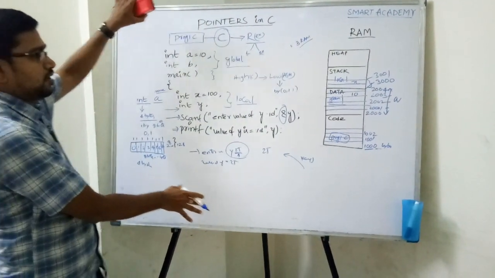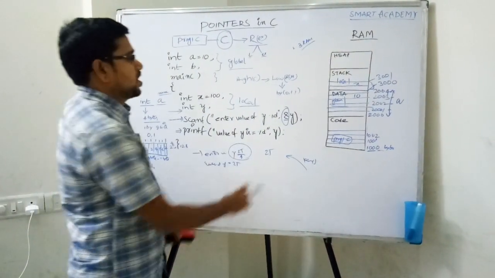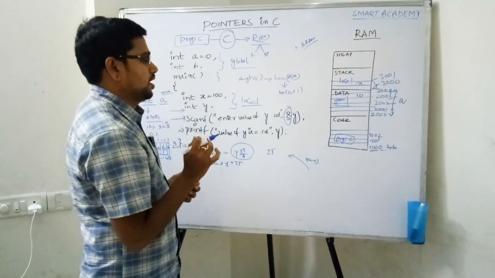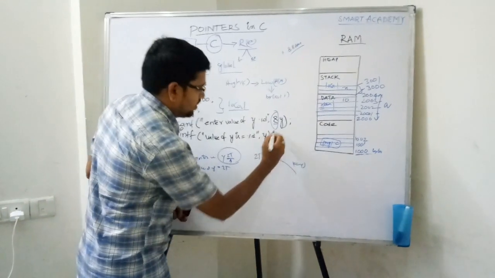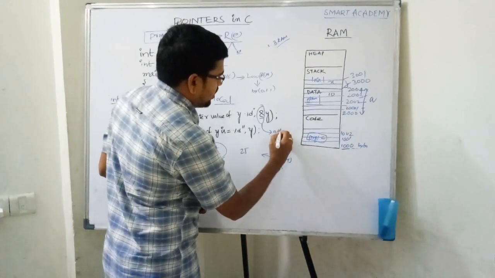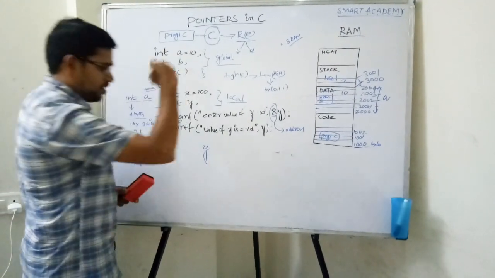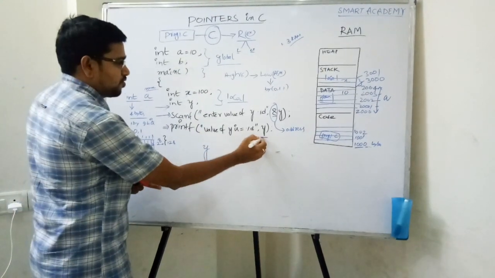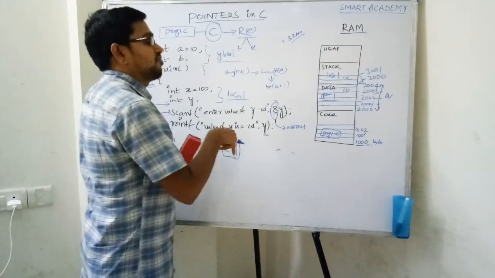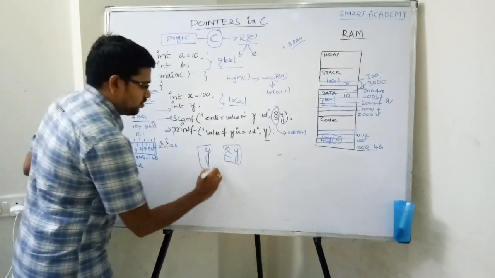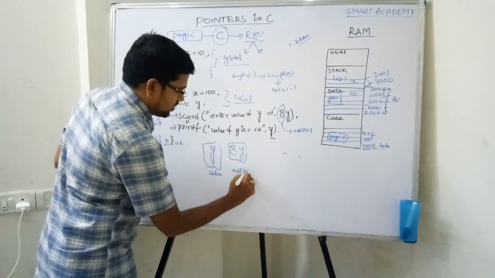So far I have explained how variables are stored. Now let's understand the ampersand symbol. What is the significance of the ampersand symbol? What is the meaning of it? The ampersand symbol has another name, the address operator. That means if I say y is a variable, if I say y, that means value. If I say ampersand y, that means address of y. So just y means value, ampersand y means address.